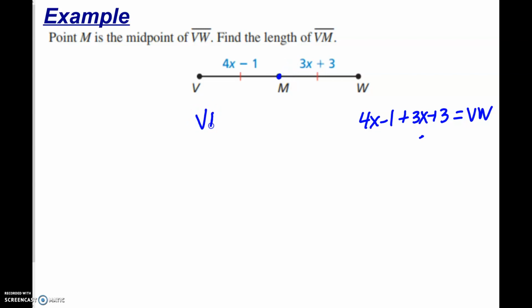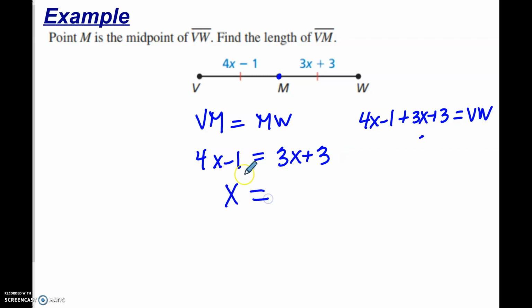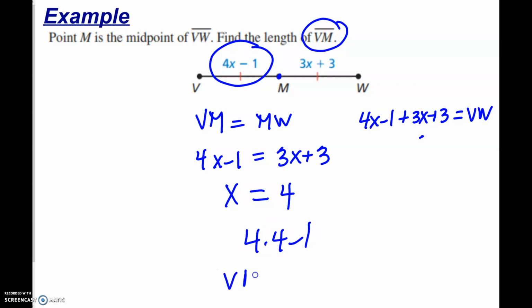So don't we know that VM is going to be equal to MW? So can't we set up 4x minus 1 equals 3x plus 3? Now let's go ahead and solve this. I'm going to subtract 3x from both sides, and I'm going to add 1 to both sides, so it looks like x is 4. Now they want to find the length of VM, so I'm going to plug it in here. So we've got 4 times 4 minus 1, so it looks like VM is going to be 15.